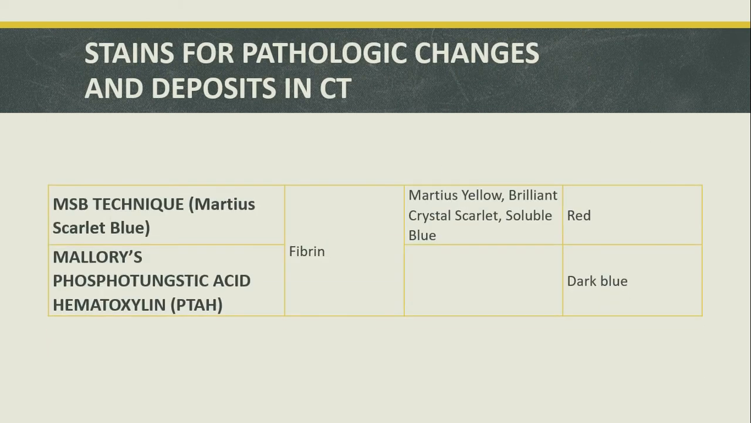The MSB technique, or the Martius scarlet blue technique, and the Mallory's phosphotungstic acid hematoxylin, or PTAH. These are stains used for the demonstration of fibrin. MSB is so named because it employs Martius yellow, brilliant crystal scarlet, and soluble blue.